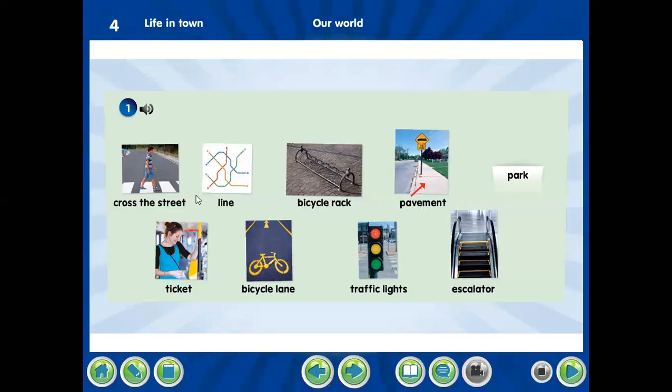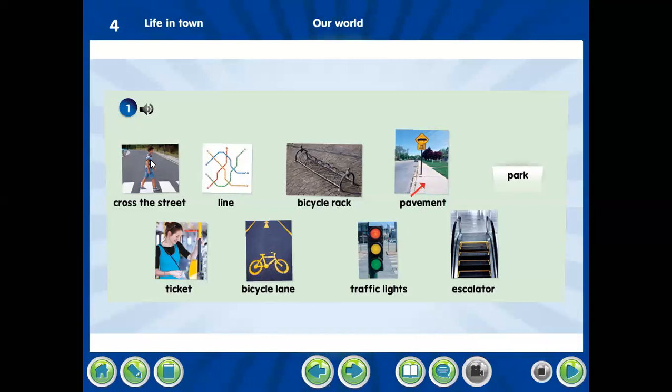Albert, please. Albert, read the vocabulary, okay? Profe, ¿me escucha? Yes. Yeah, teacher. Close the street. Line. Bicycle rack. Pavement. Park. Ticket, bicycle lane, traffic light, escalator. Thank you, Albert, thank you.